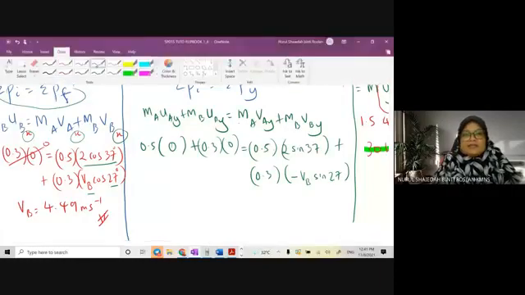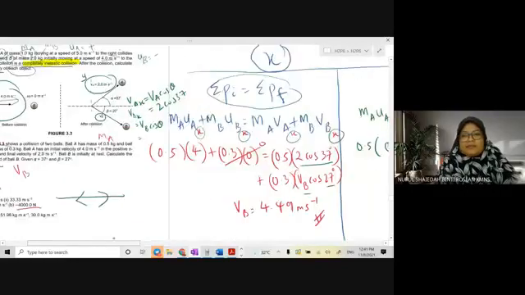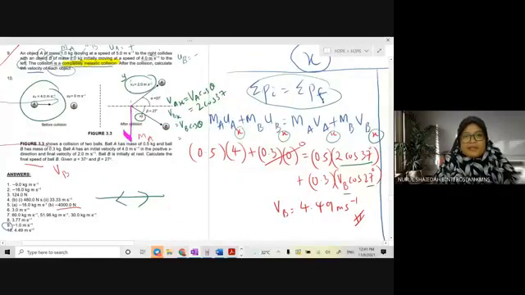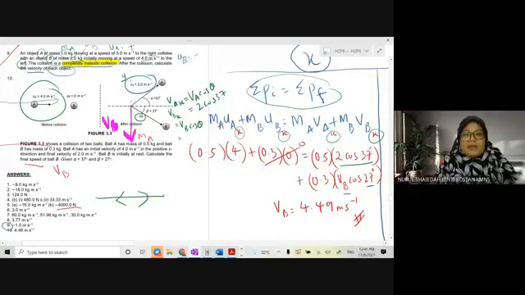Kenapa cikgu kena letak pula negatif? Kenapa? Cuba tengok. Sebab dia ada positive x-axis. Ya, sebab dia berada di bawah negatif Y. So that's why dia negatif. Negatif Y. X dia positif tau. X dia positif. That's why dua-dua positif.